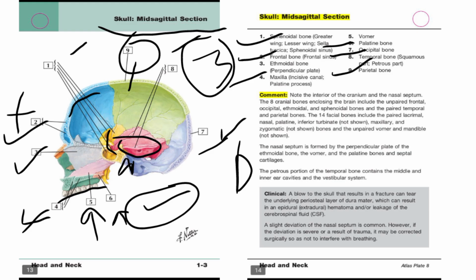So I hope you understand clearly all of this. Fifth, we have a vomer bone. Sixth, we have a palatine bone. Occipital 7. 8, we have a temporal, and 9 is the parietal bone. So next, comments and clinical case we will discuss.